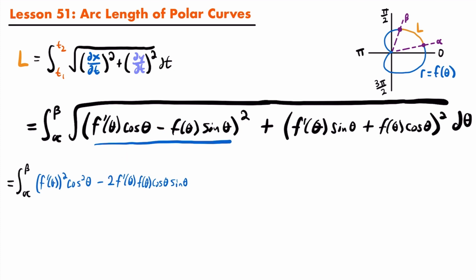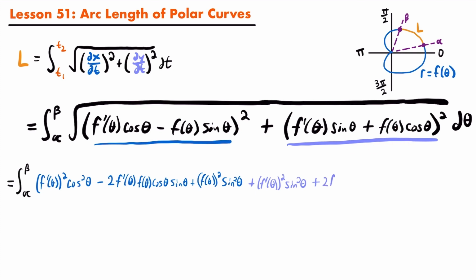All right, and then finally, we'll add that to the last term squared. And if you square this last term, we will have f of theta squared times sine squared theta. All right, so those are the 3 terms that result from squaring this quantity. Now let's work on squaring this quantity. We'll have plus this first term squared. So we'll have f prime of theta squared times sine squared theta. And then we will add that to these two terms multiplied together, but then multiplied by 2.